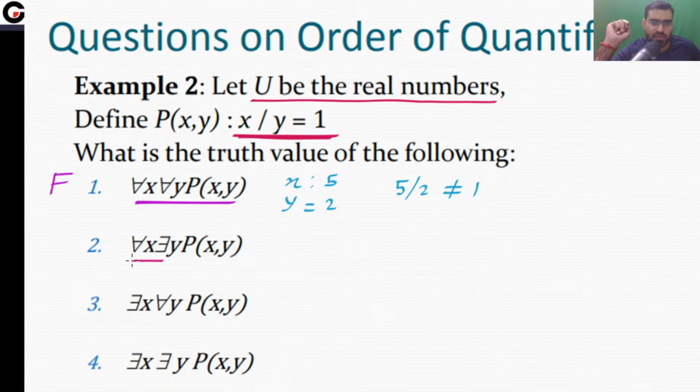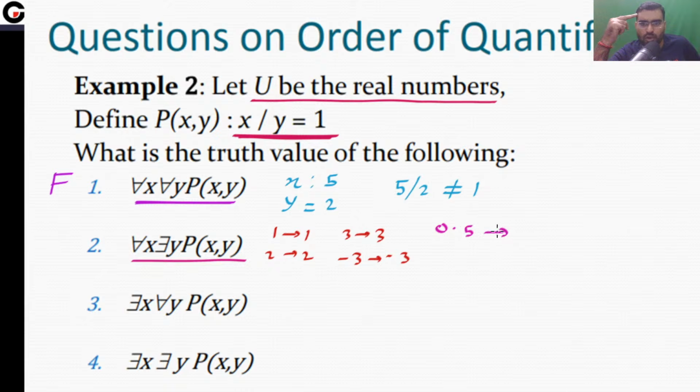What about this statement? For everyone there is someone. Yes. For 1 there is 1, for 2 there is 2, for 3 there is 3, for minus 3 there is minus 3, and so on. For 0.5 there is 0.5, for pi there is pi. So for everyone there is someone.